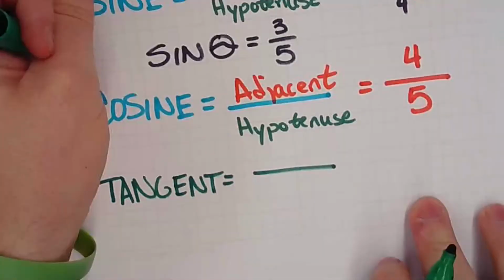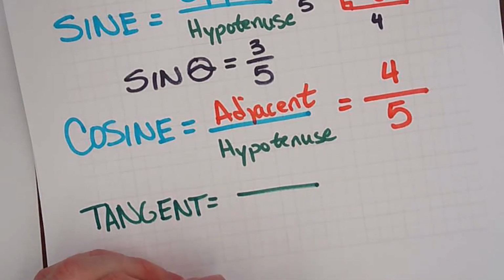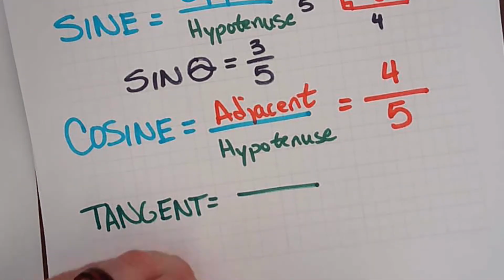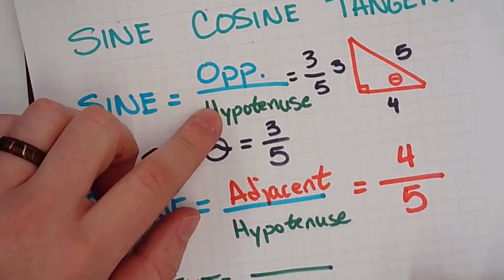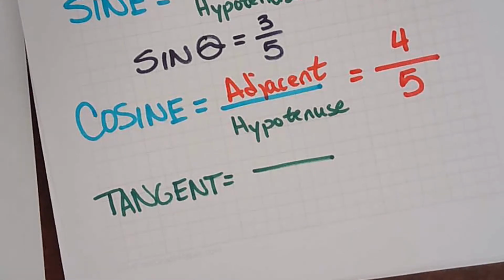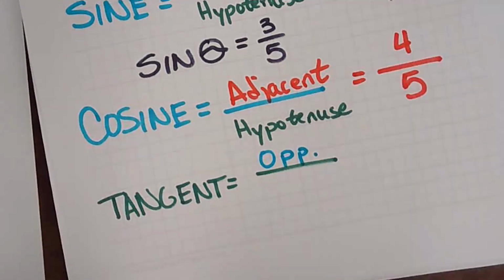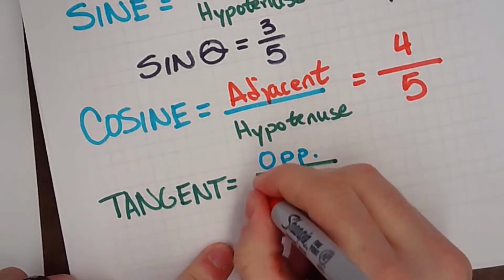There's 2 things it could possibly be. Take a stab at it. It's a 50-50 chance. You don't want to? All right, what do you think? We've already used opposite over hypotenuse. We've done adjacent over hypotenuse. Opposite over adjacent is correct. You could have also said adjacent over opposite, but that's something different. Opposite over adjacent.